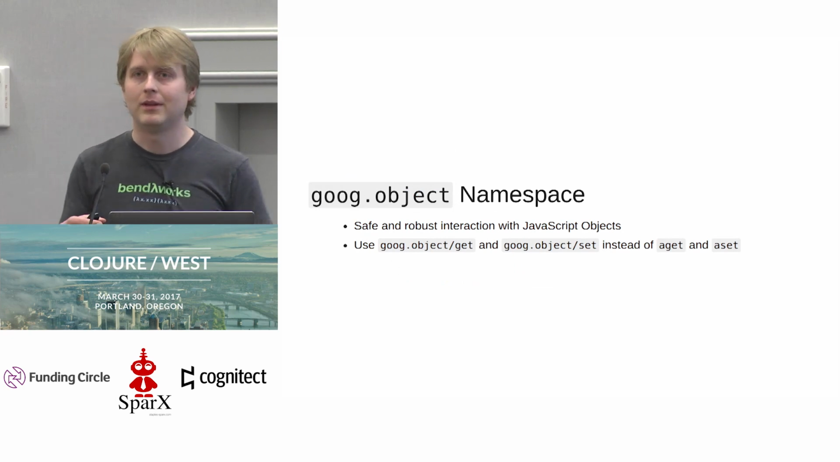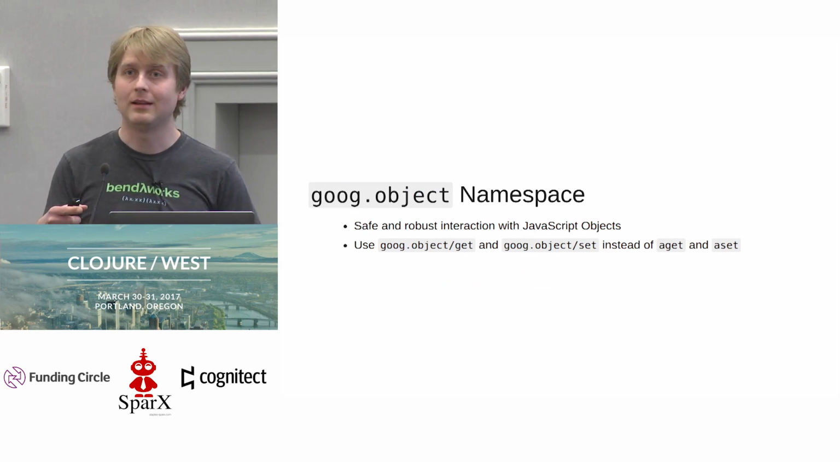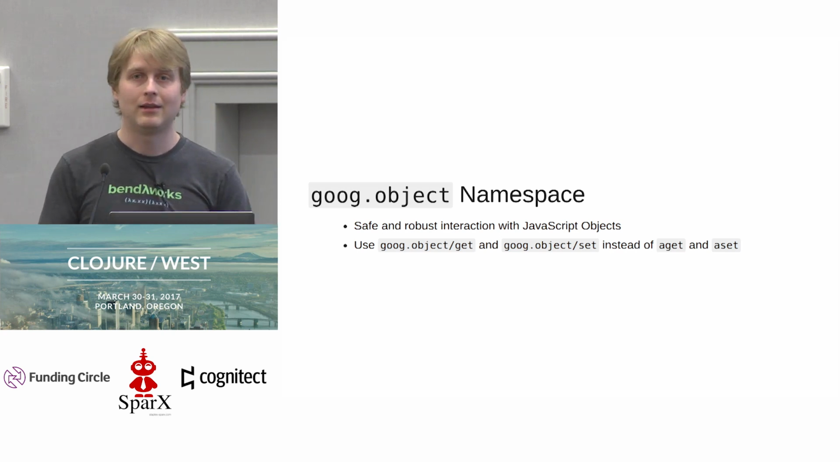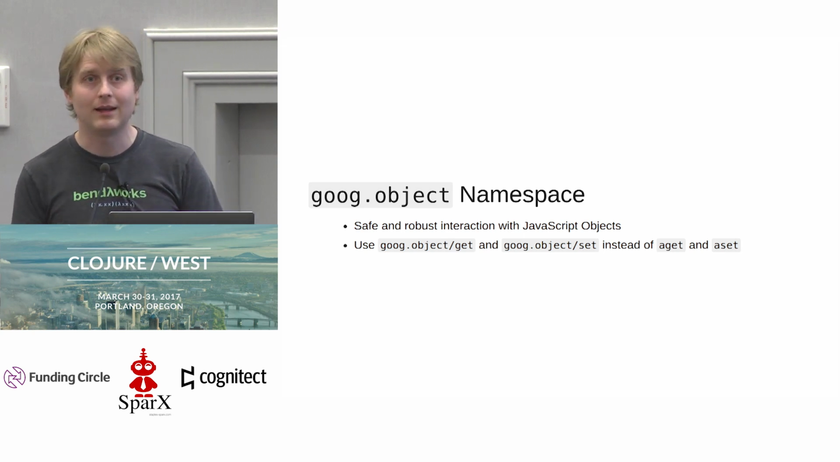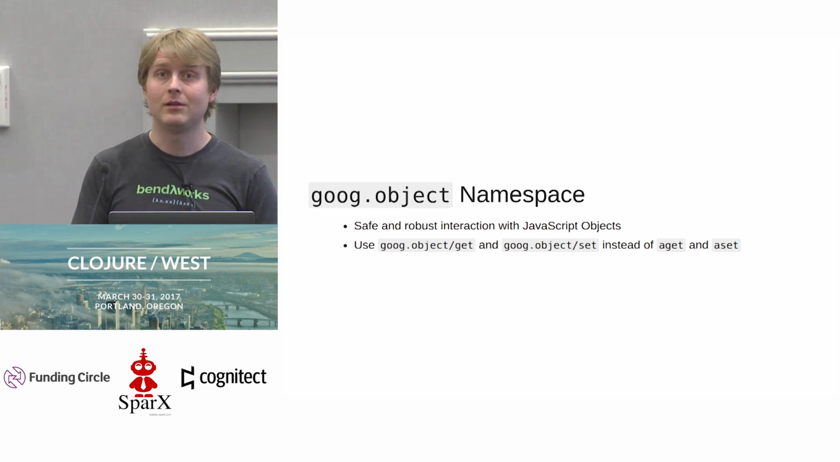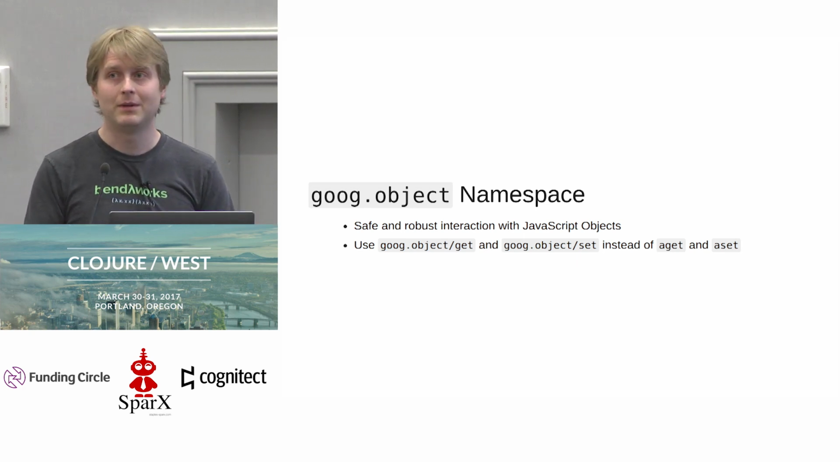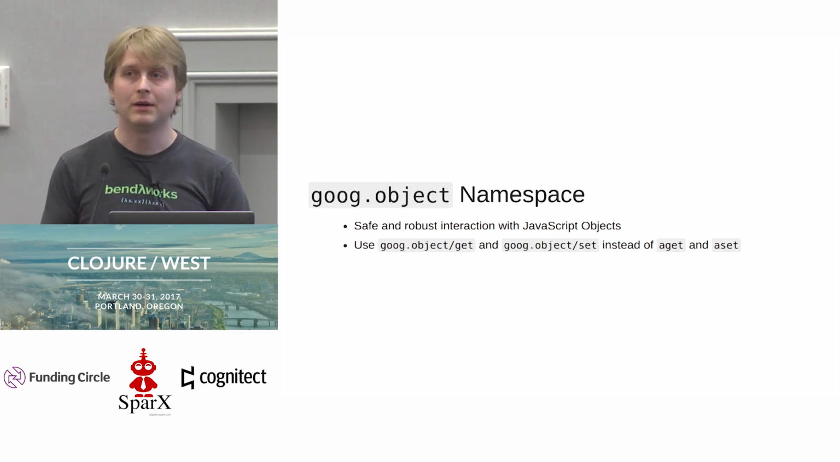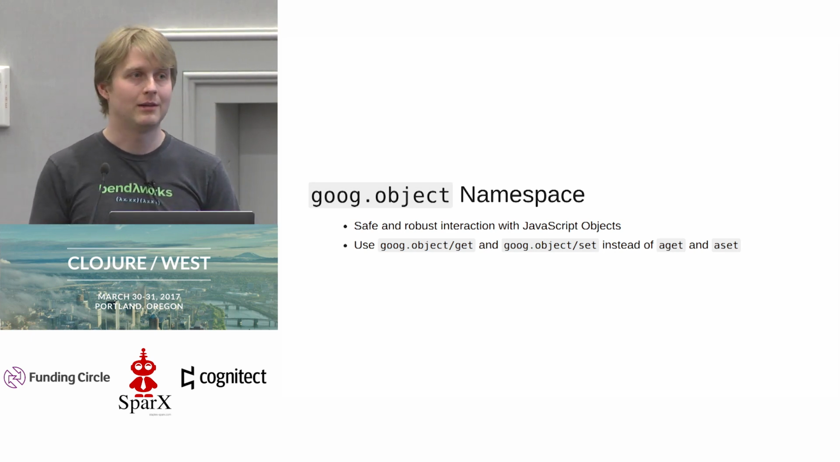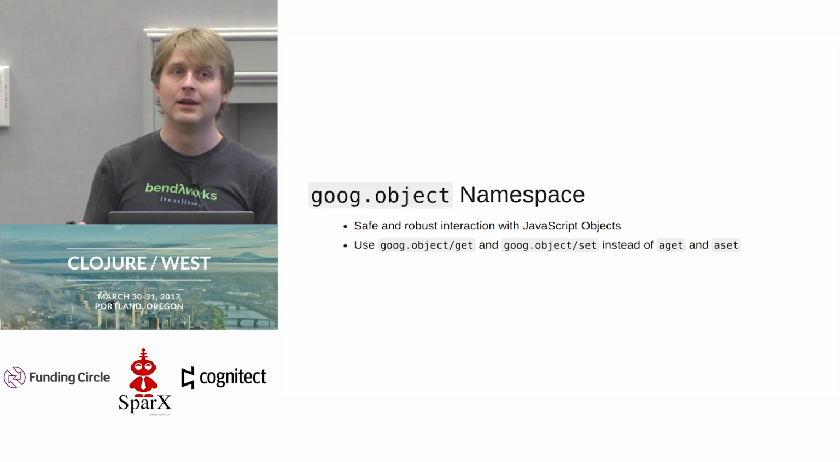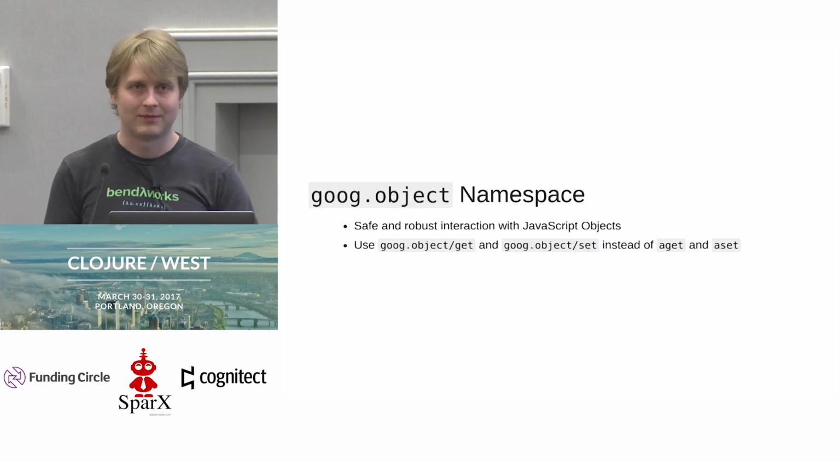One of the best namespaces that I would recommend you look at is goog.object, which is just for interacting with JavaScript objects in a very safe and robust way. If nothing else, you should really use goog.object/get and goog.object/set in place of aget and aset, which are just primitive accessors and modifiers for arrays. They really weren't written to do any sort of object interaction at all, and they're not that safe or robust, especially when you want to use advanced compilation.